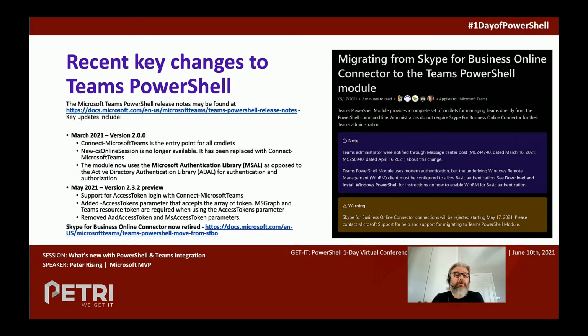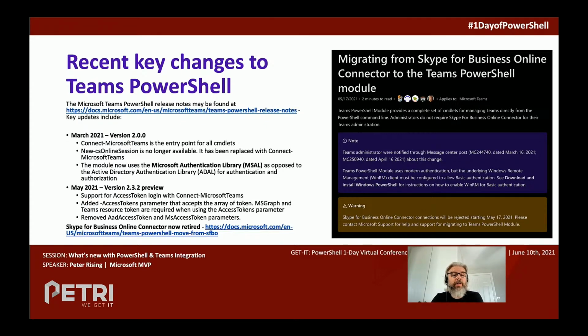And since then, there's been a few incremental updates that Microsoft have tweaked and pushed out, added and taken away some features. The most recent one is the May 2021 version 2.3.2 preview at the time of this presentation, and some of the things that this provides are support for access token login with the Connect-MicrosoftTeams commandlet. They've also added an AccessTokens parameter that accepts an array of tokens.